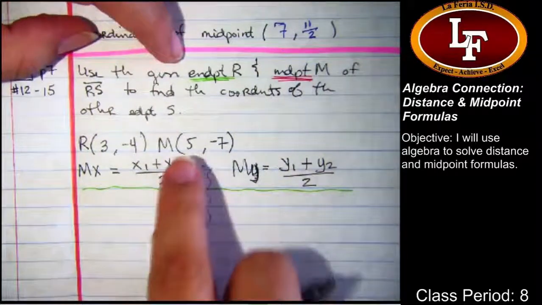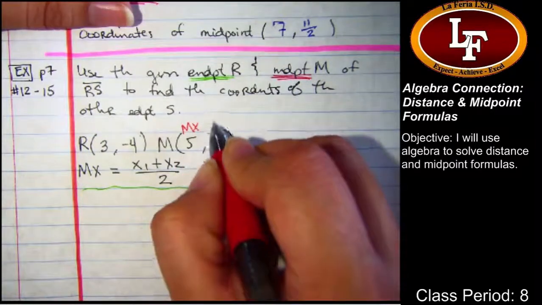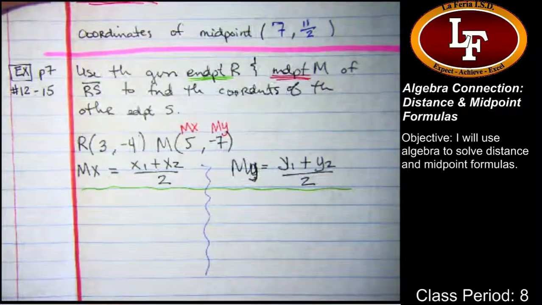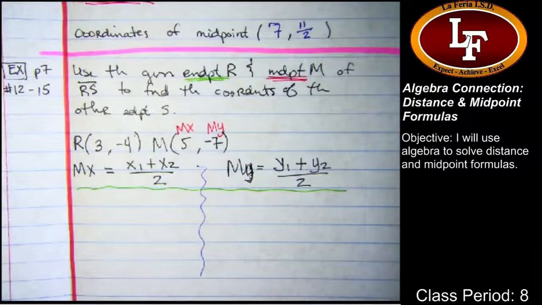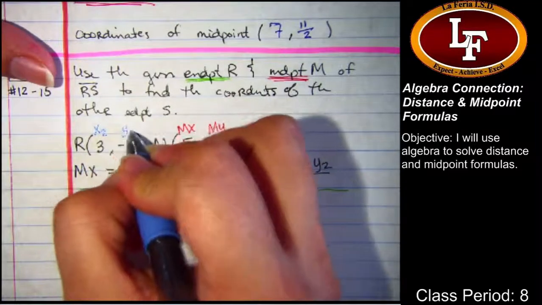M. So M is your midpoint, which means this is midpoint X and this is midpoint Y. So when we do our substitutions, you're going to replace midpoint X and midpoint Y with those numbers, which means that R is either X1, Y1 or X2, Y2. And you get to pick which one. X2? All right. So R is X2, Y2.